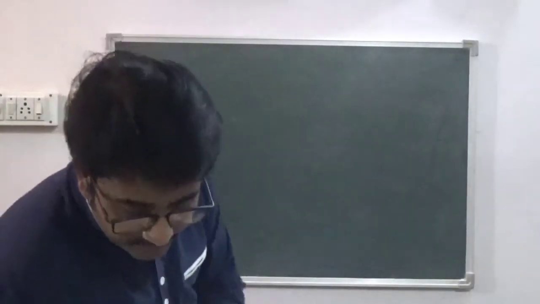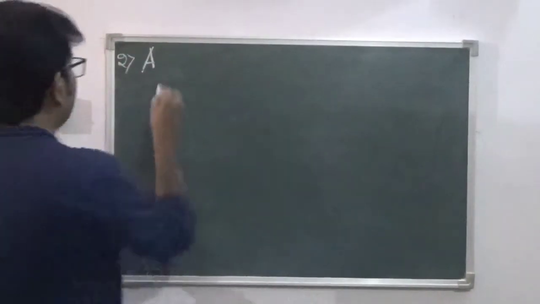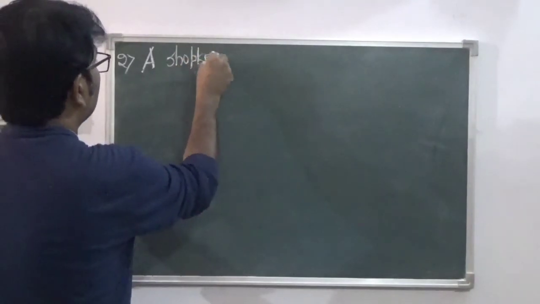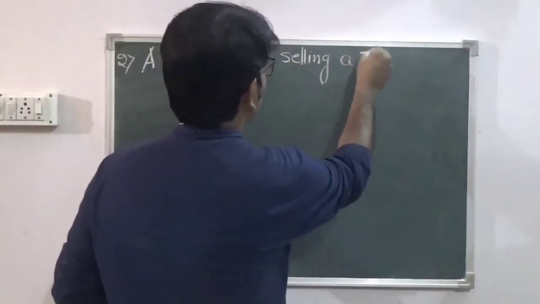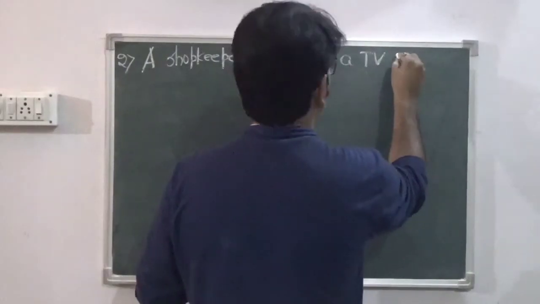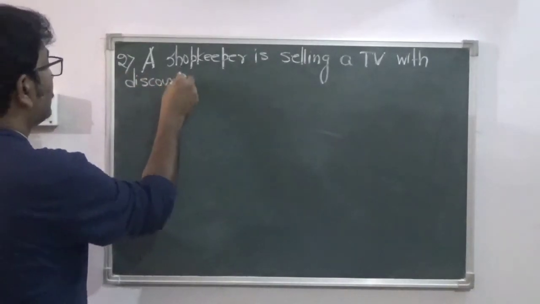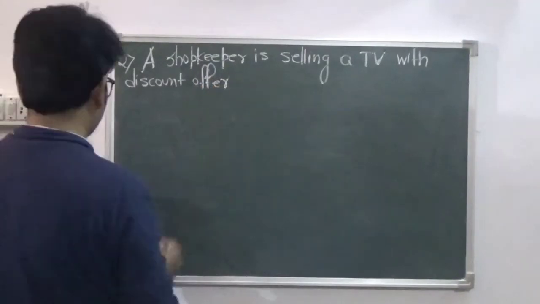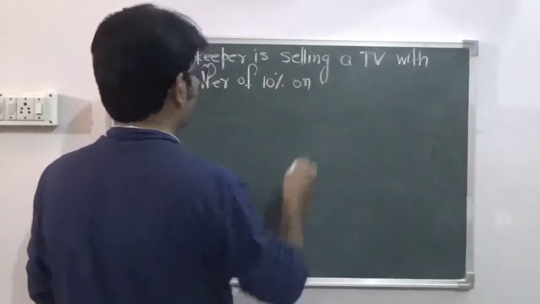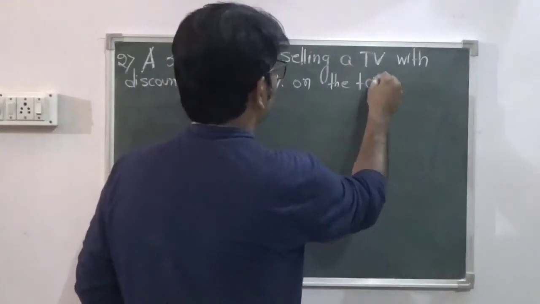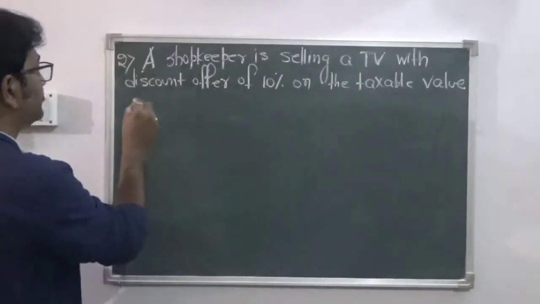The second question is, a shopkeeper is selling a TV with a discount offer of 10% on the taxable value of rupees 30,000.